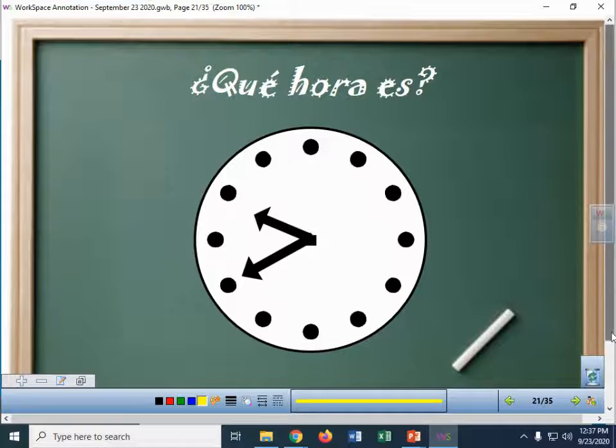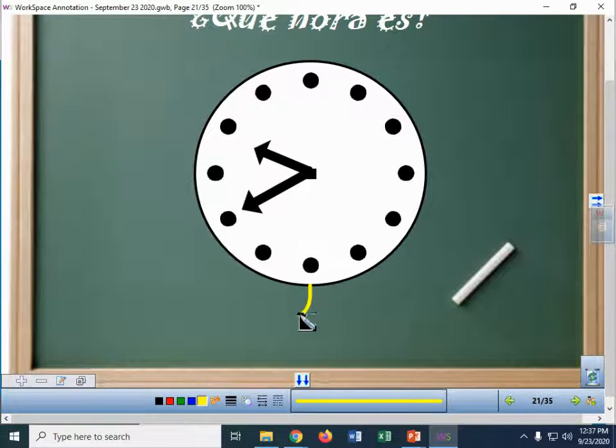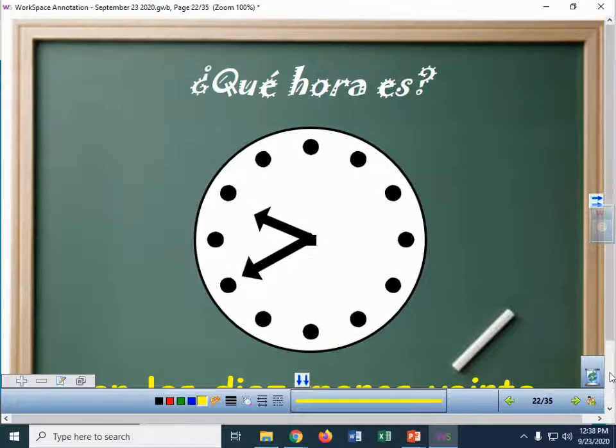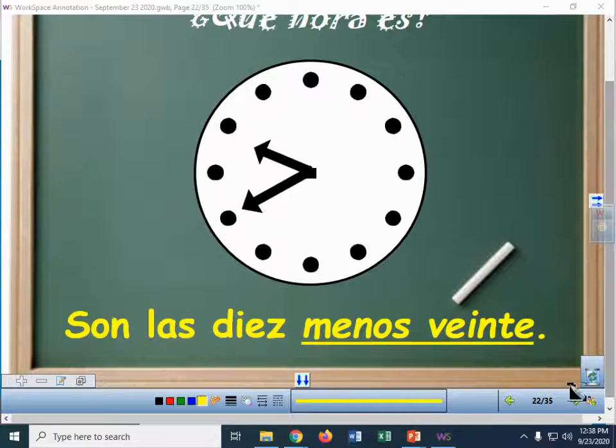¿Qué hora es? Now look at it. It's past the 30-minute mark. So I no longer use y. Now I use menos, which means minus. So if you said son las 10:20, good job. Remember, you go forward an hour, and you subtract from 60.